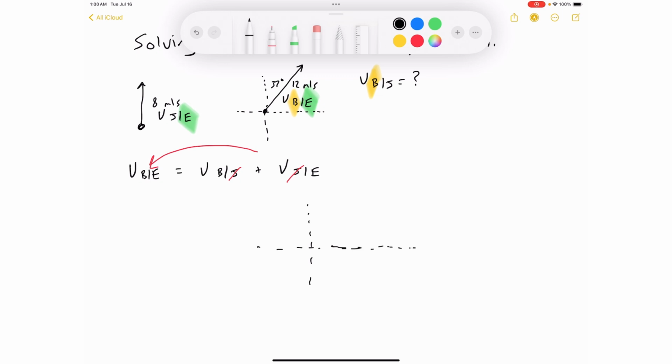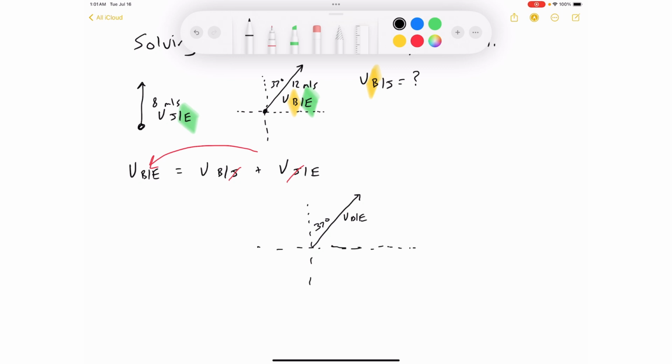Okay. And remember, this one looks something like that. And remember, it's 37 degrees right there. Okay, and so that of course is V, the velocity of the ball relative to Earth. Now, I have two other vectors, but I don't like the velocity of the ball relative to 1. I don't know what that looks like. But I do have the other one.